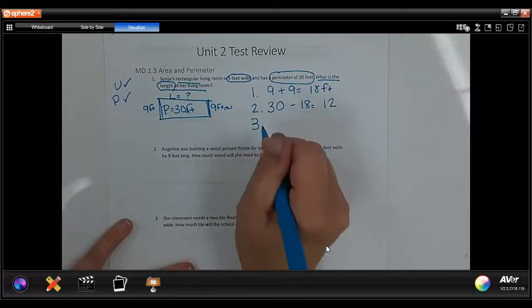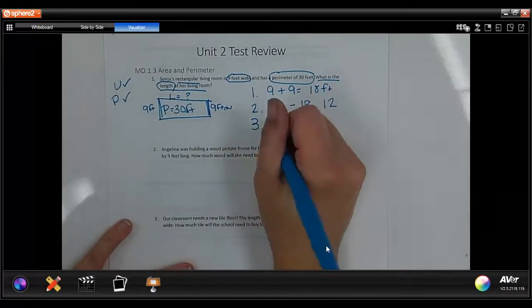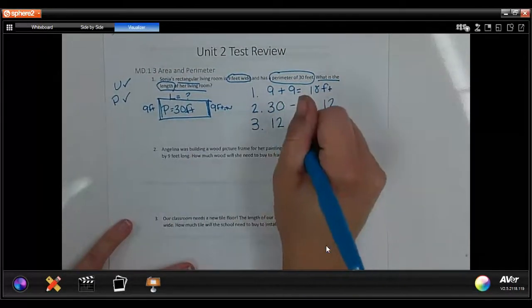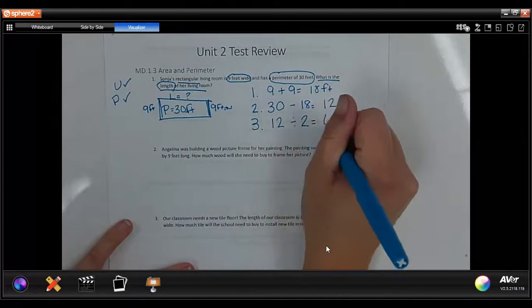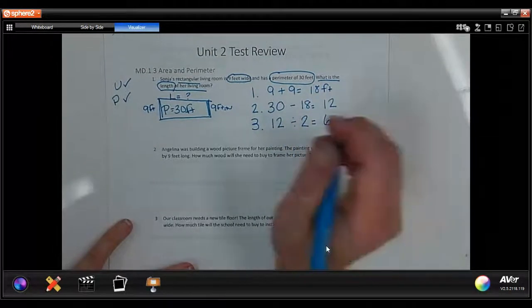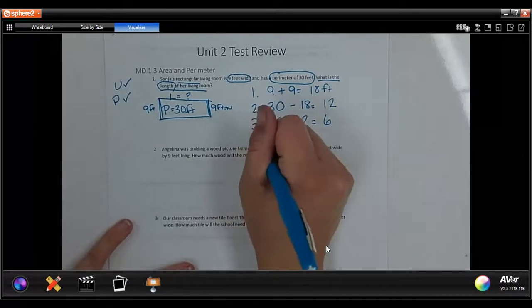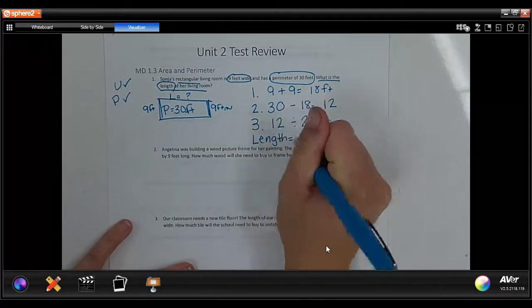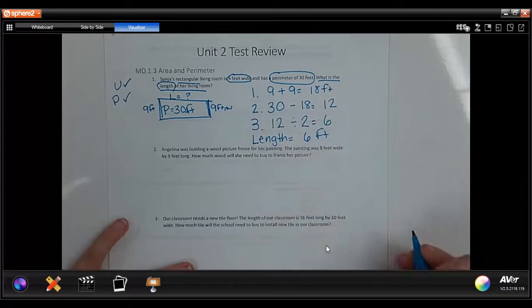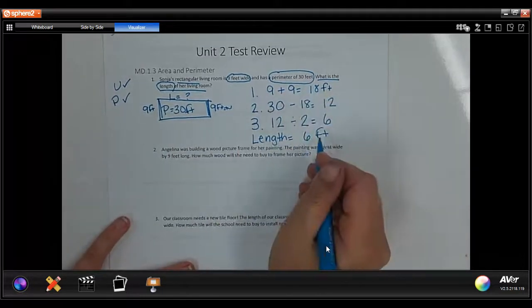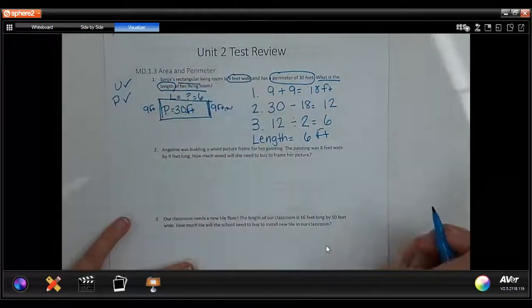But to be able to find the length of just one of the sides, I need to take that 12 and divide it by 2 to give me 6. So I think the length of the living room equals 6 feet.